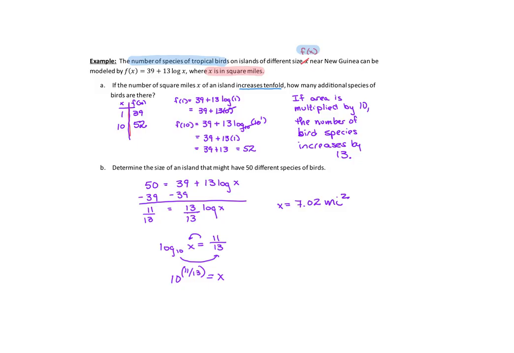That does make sense because if we looked at our previous problem, when it was 1 square mile, it was 39. When it was 10 square miles, it was 52. And 50 falls in between there. It's a little bit closer to 52, and so our answer should be a little bit closer to 10.